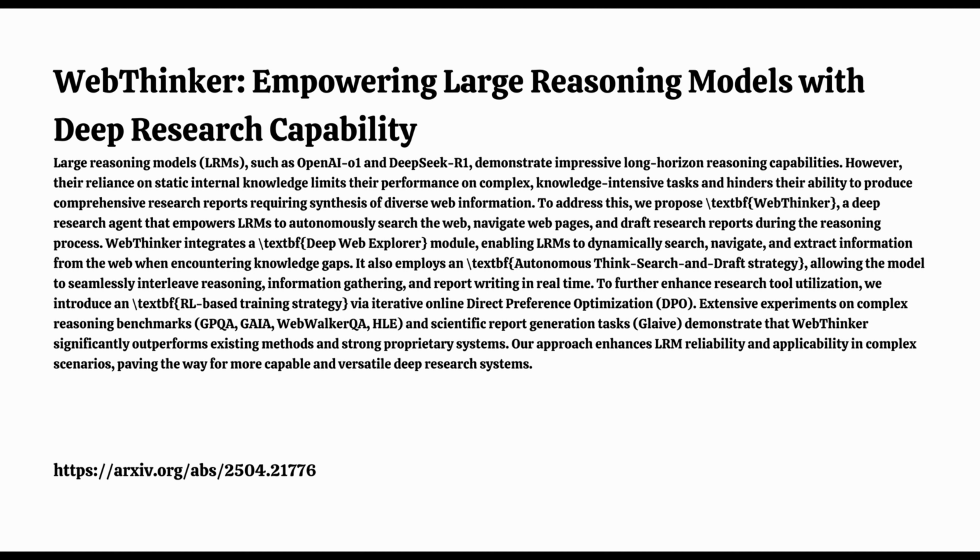How do you train an AI to use all this effectively? It sounds complex. It uses reinforcement learning, specifically a method called iterative online direct preference optimization, or DPO. DPO, okay. You can think of DPO as showing the AI pairs of examples like, this way of researching and reasoning was better than that way.